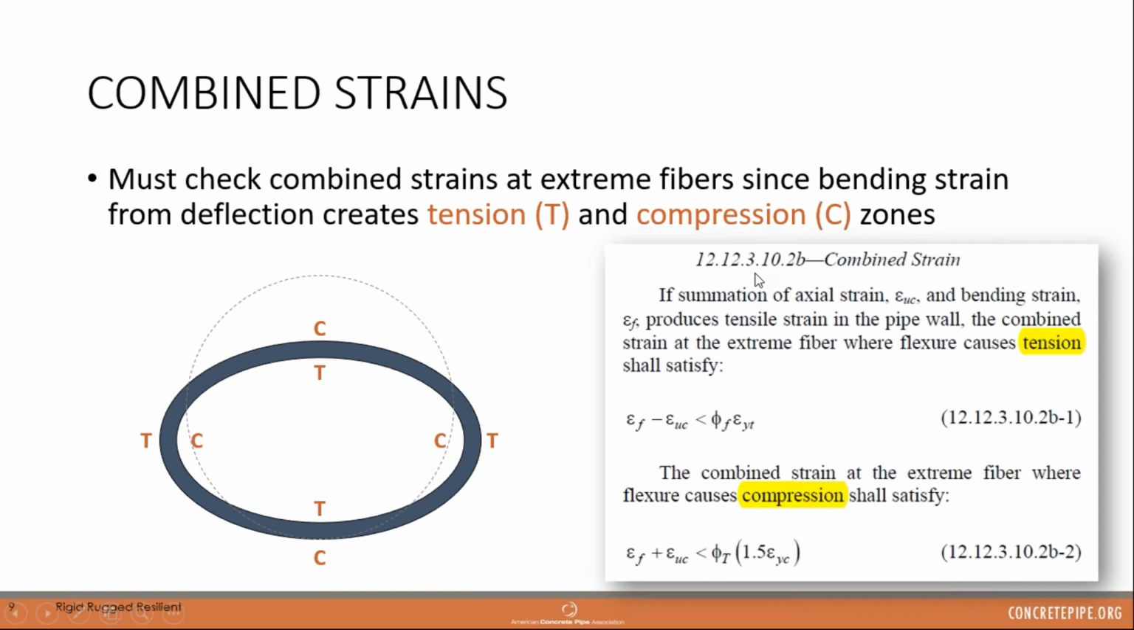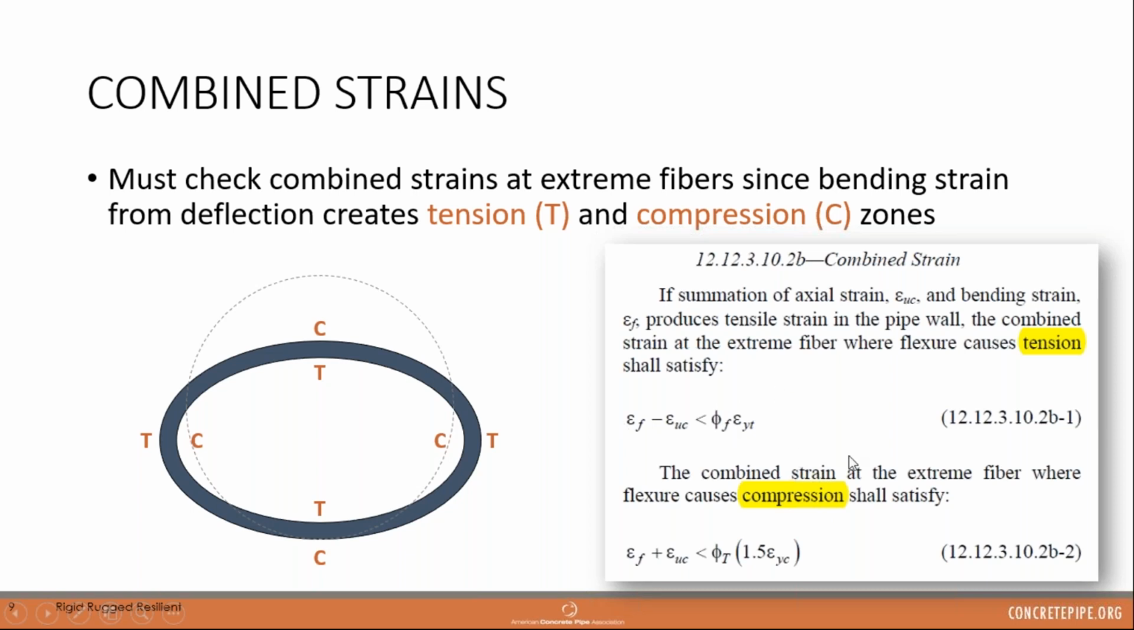In the first design check, these are the combined strain design checks. On the left side of the equation, we're taking the E sub F, which is the strain due to flexure, and we're subtracting out what we had in the previous slides as our factored compressive strain. So if we have a net tensile strain, if E sub F is greater than our compressive strain due to thrust, then we're going to need to compare that against the tensile strain limit, which is epsilon YT with a factor in there.